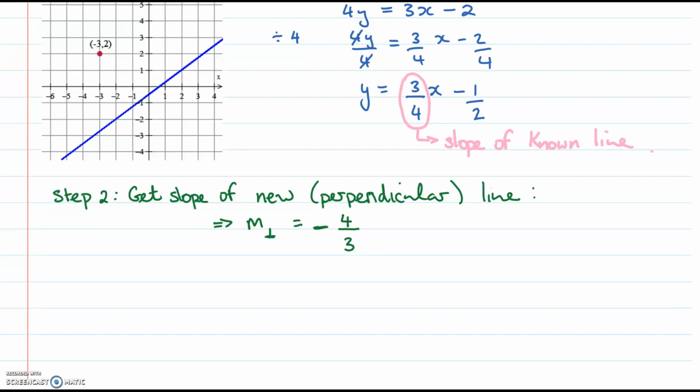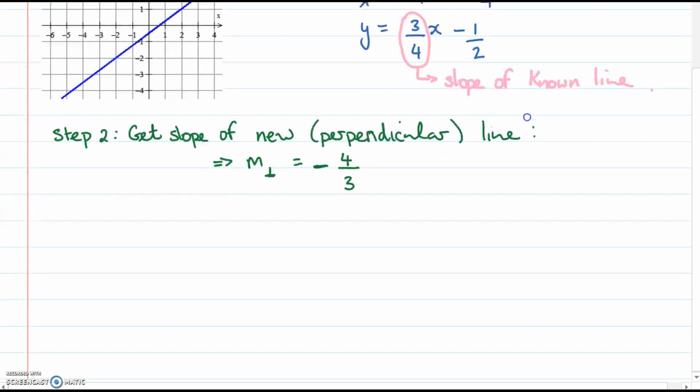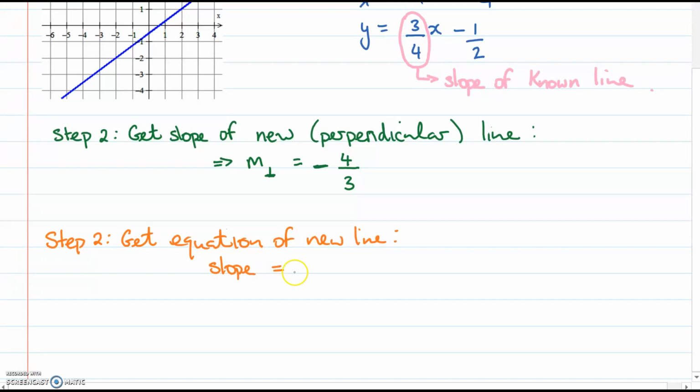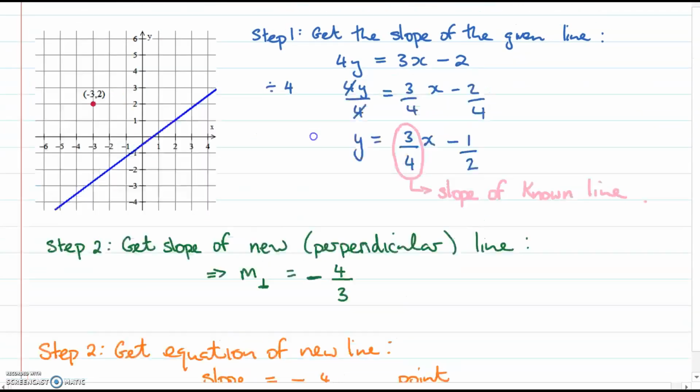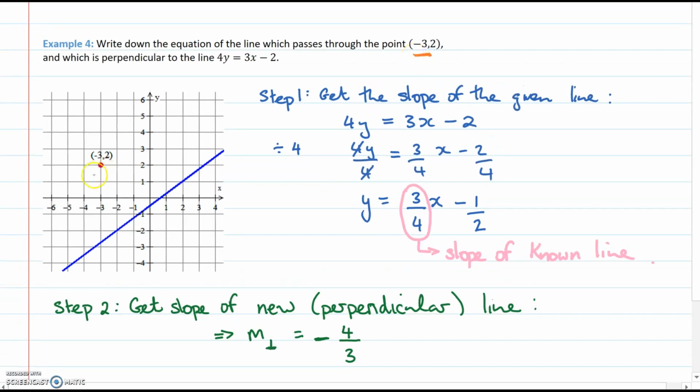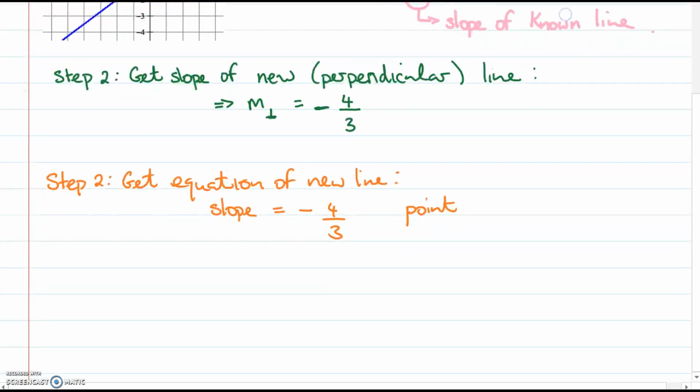So in step 3, what we're going to do is get the equation of the new line, and always remember this: to get the equation of a new line we need two things. We need a slope, and we've just said the new line has a slope of -4 over 3, and we need a point. We always need a slope and a point to get the equation of a line. The point, if we look back at the question, is -3, 2. Okay, so the new point is -3, 2.